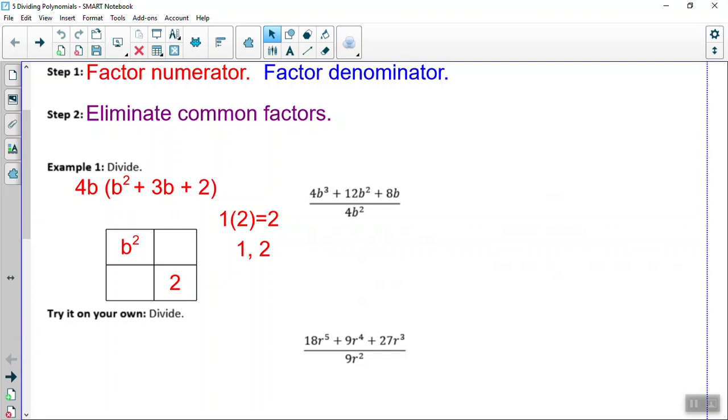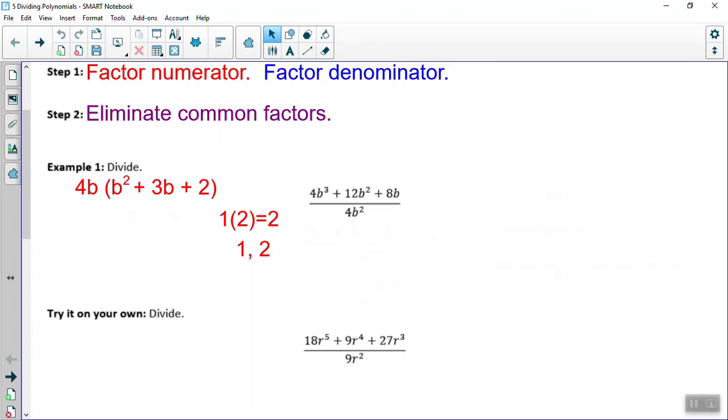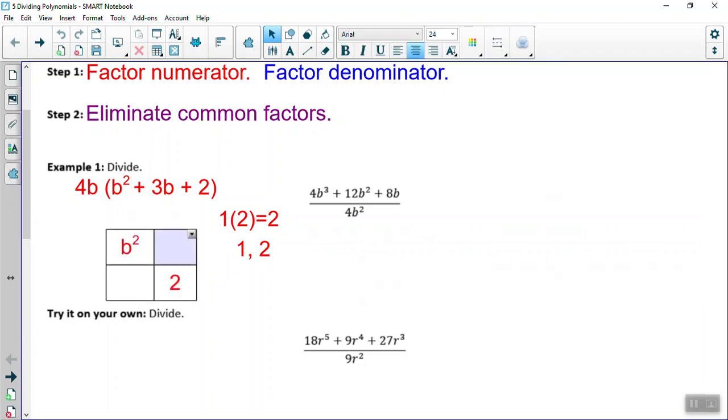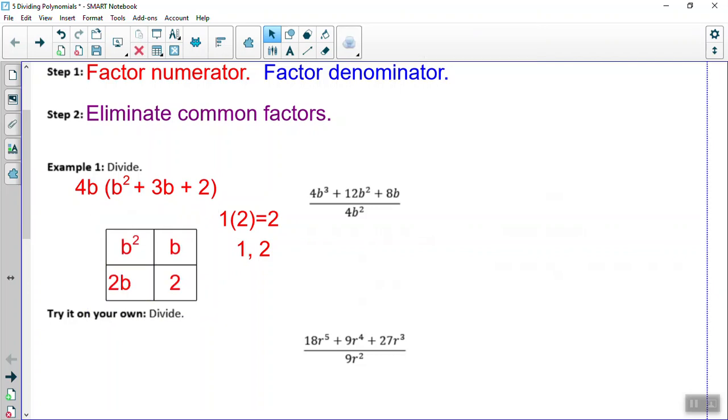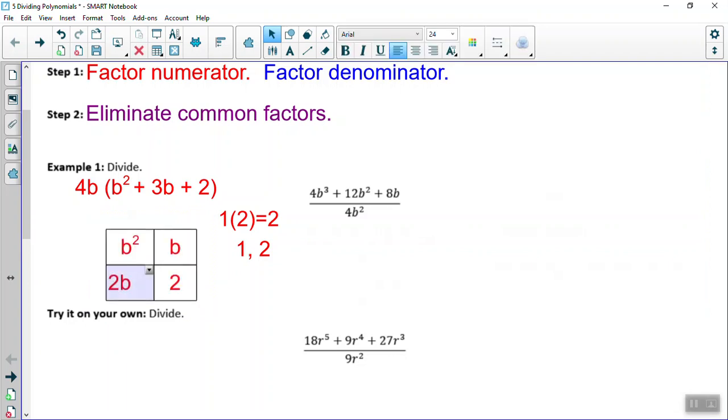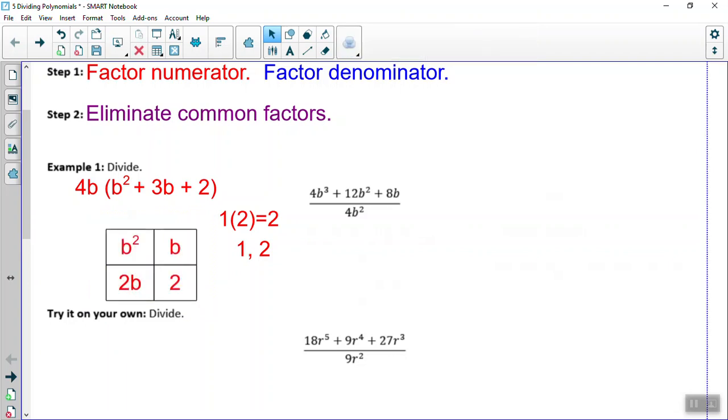So that means these two numbers here have to be 1b, or in this case, I'm just going to put b, and then in this one, 2b. Now that we've got that, and my box is filled out, we look for those greatest common factors. So pull out my b here. This one here, I can pull out my 2. Looking up, I can pull out a b, and looking up, I can pull out a 1.